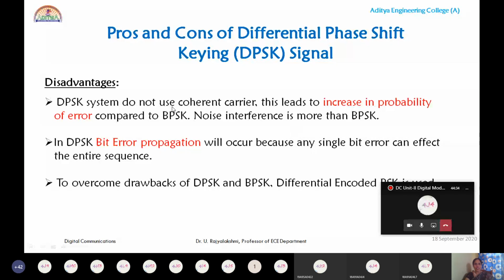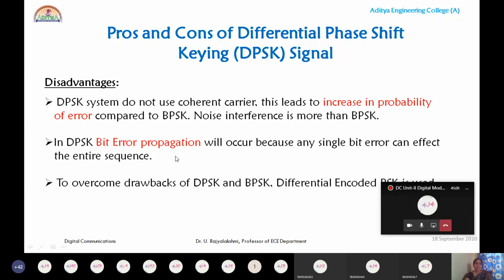Because you are comparing like that, and as you are not using a synchronous carrier, this leads to an increase in the probability of error compared to BPSK. So noise interference is more than in binary phase shift keying. This is the same drawback as any non-coherent version: it increases the probability of error. That is the first common drawback for any kind of non-coherent detection.